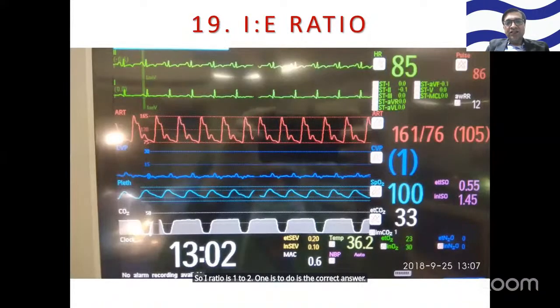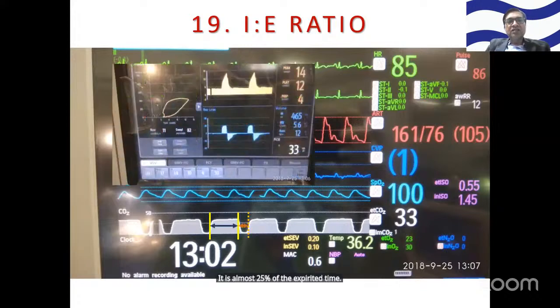Okay, one more scenario. What could be the IE ratio of this patient? So this is your expiratory time and this is your inspiratory time. It is almost 25% of the expiratory time. So the IE ratio is 1:4, right?